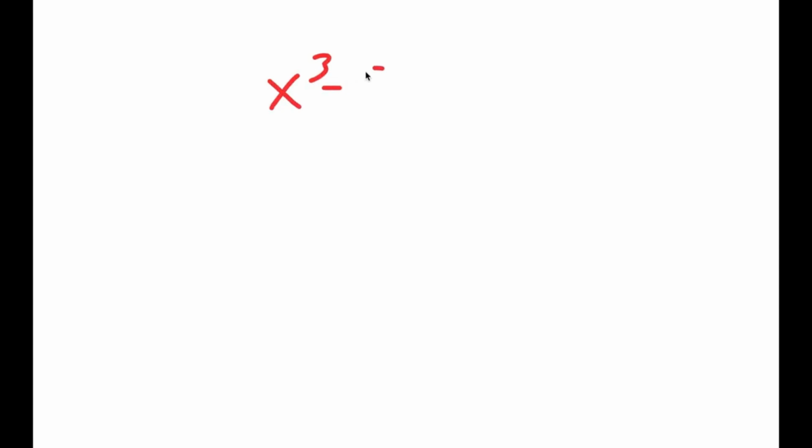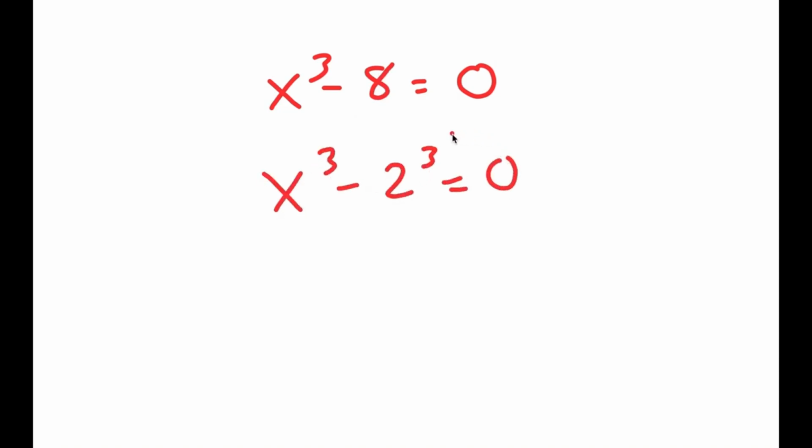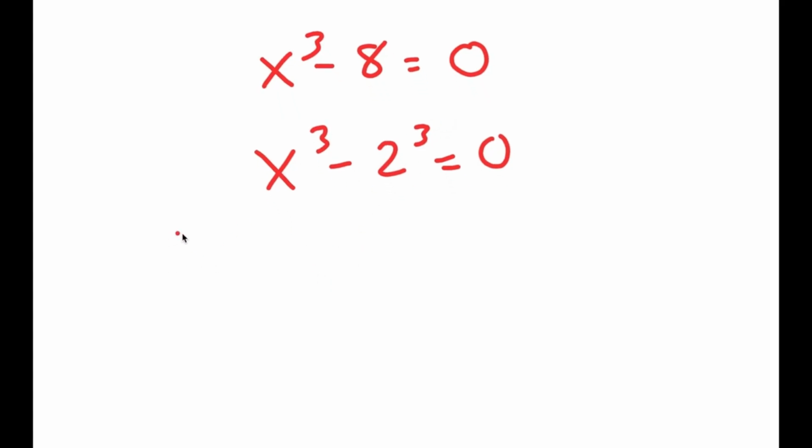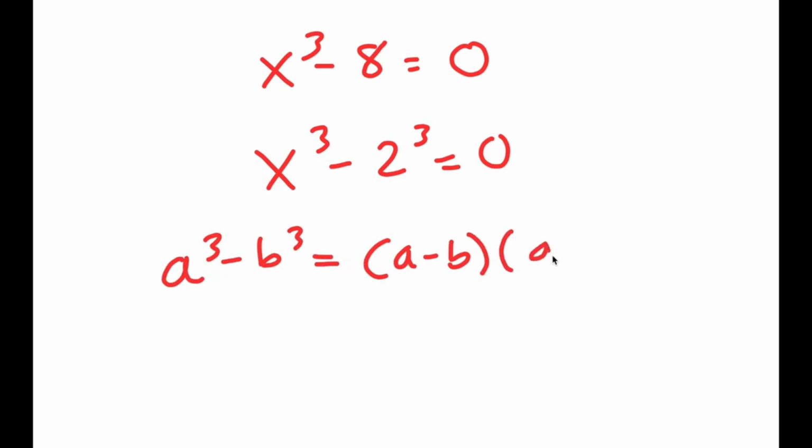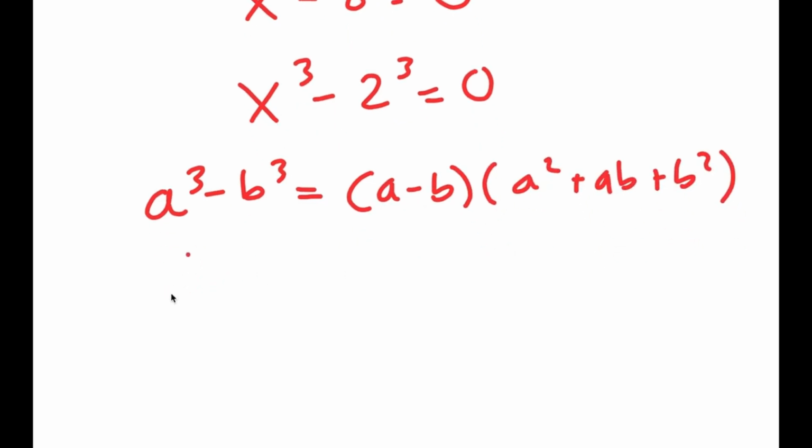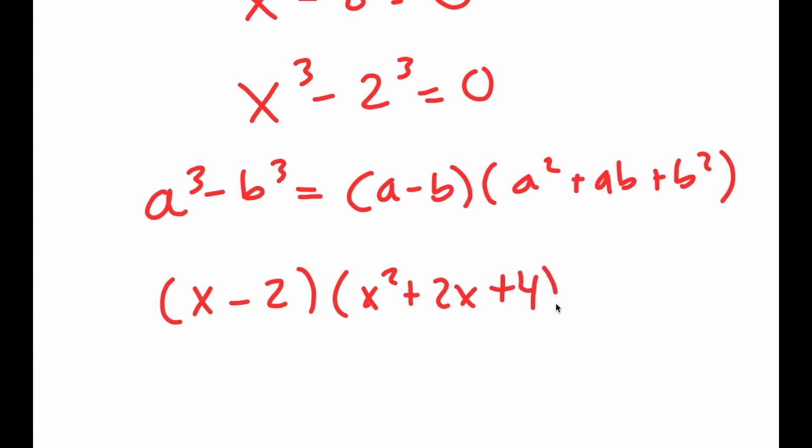So I'm going to rewrite my equation here, x to the power of 3 minus 8 equals 0. And now I'm going to rewrite 8 as 2 to the power of 3. So I get x to the power of 3 minus 2 to the power of 3 is equal to 0. And then now I'm going to use the formula a to the power of 3 minus b to the power of 3 is equal to a minus b times a squared plus ab plus b squared. So in this case, this turned into x minus 2 times x squared plus 2x plus 4 is equal to 0.